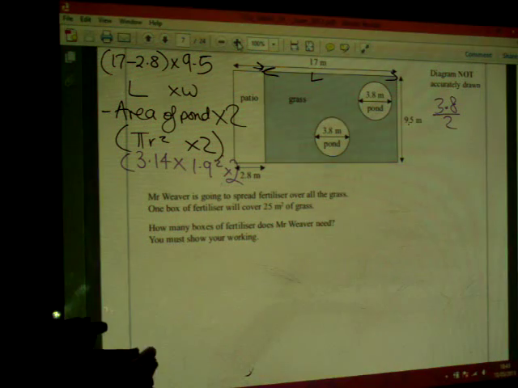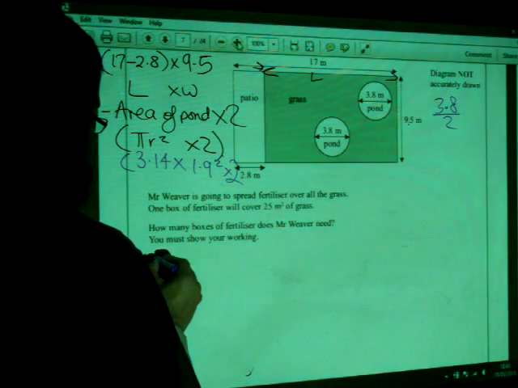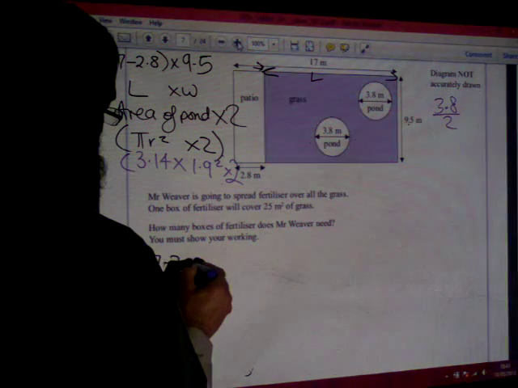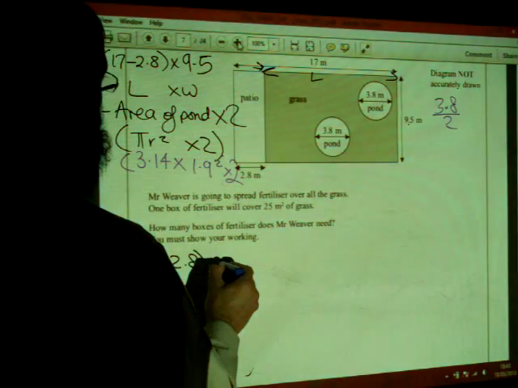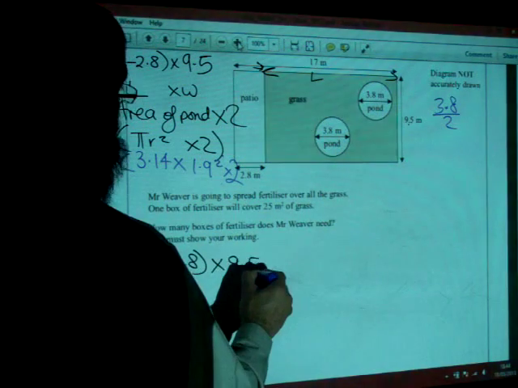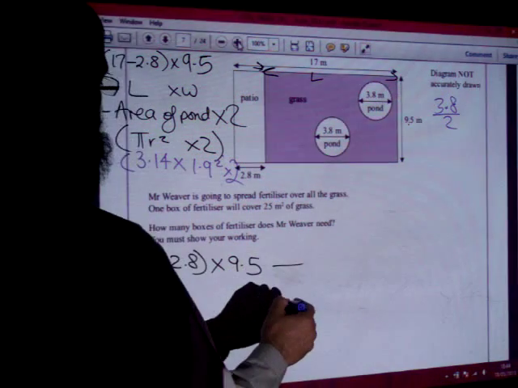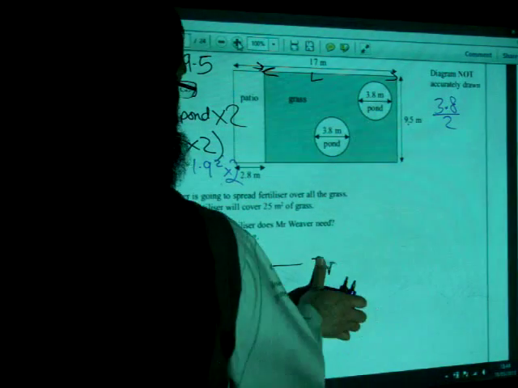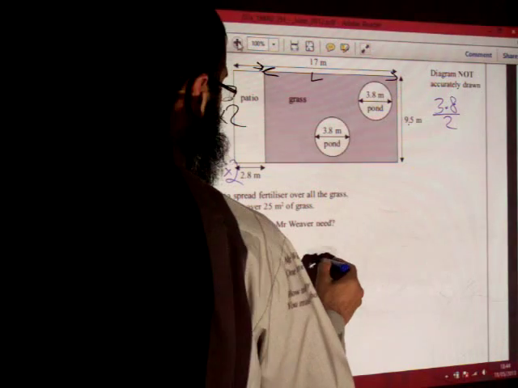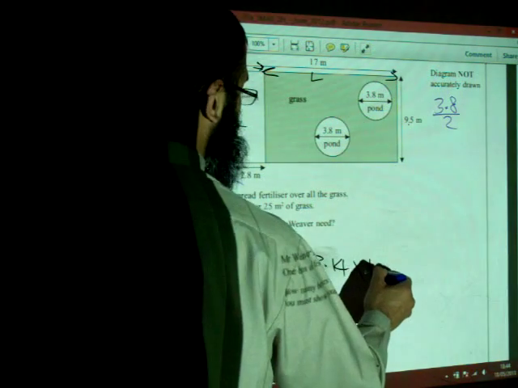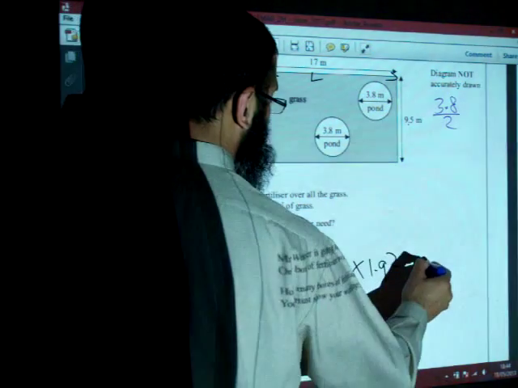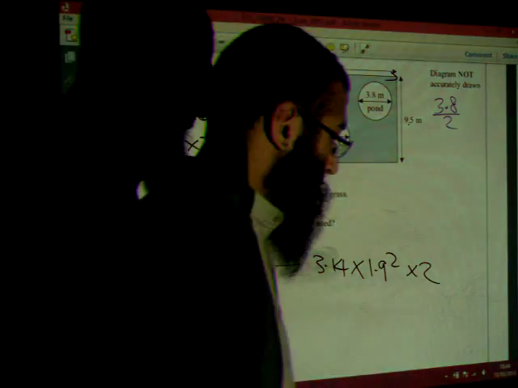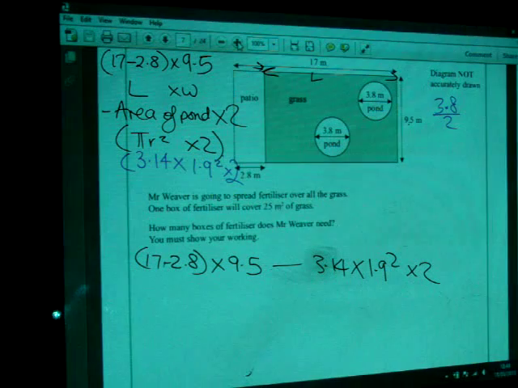So let's copy the calculation on the bottom. So 17 minus 2.8 is the length. We multiply it by the width, 9.5, and then we're going to minus the area of the pi r squared. Let's put the values in, okay, we have 3.14 times by 1.9 squared, and we're going to have 2 of them. So that will give us the area.